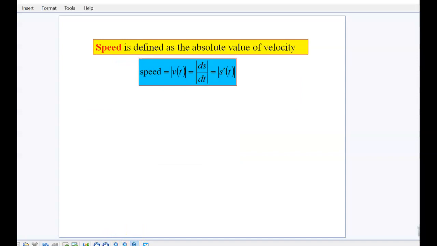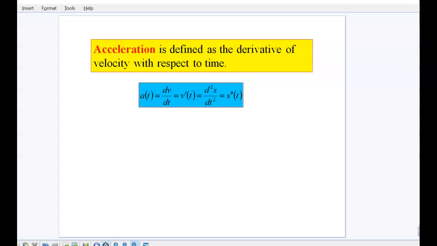Speed is different than velocity, and speed, because it's a scalar quantity, is the absolute value of the derivative of the position function, because speed is always positive. Acceleration is defined as the derivative of velocity with respect to time. So acceleration is the derivative of velocity, so it really is the second derivative of the position function.